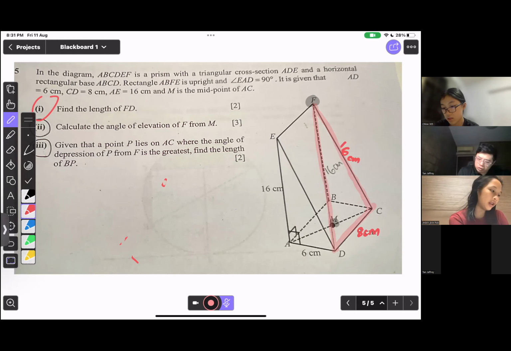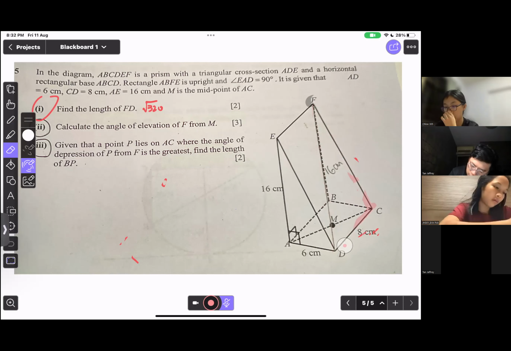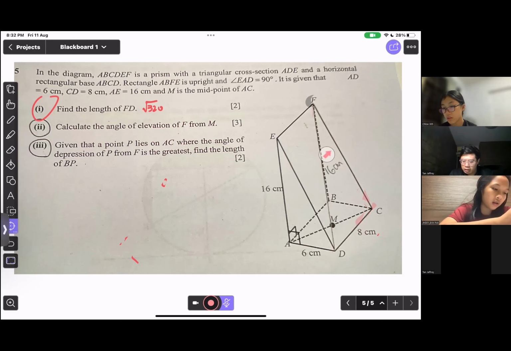Wait, FC is parallel to EA. FC is parallel to DE, right? It's a prism. It's a triangular prism, like those door stoppers, you know. So this part is actually a rectangle. Wait, then why is FC 16 cm? No, FC is not. Sorry. This is 8, this is 16. Okay, I need to find FC first. Is it Pythagoras? Yeah, I use 16.